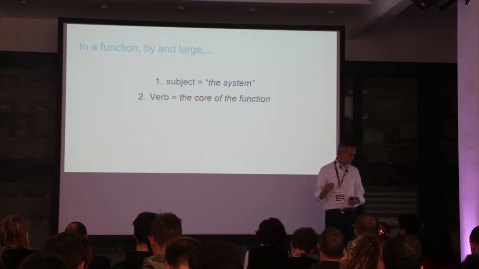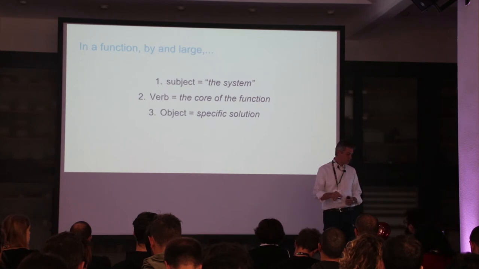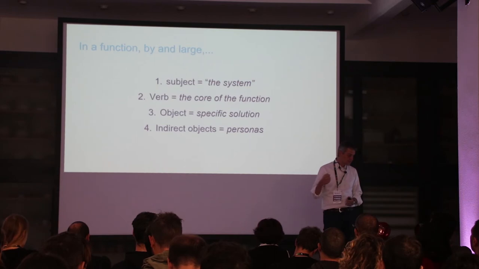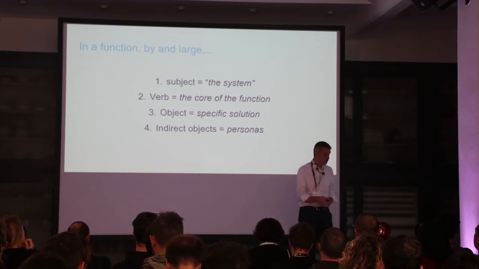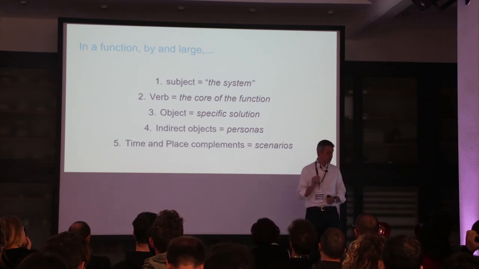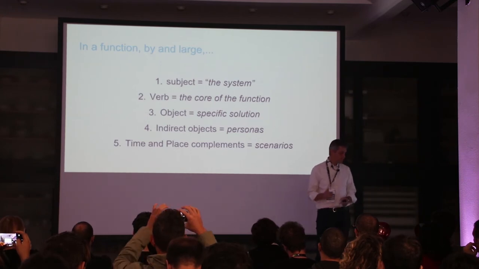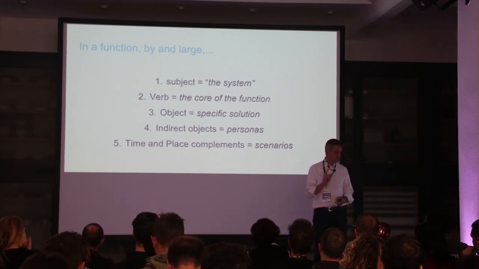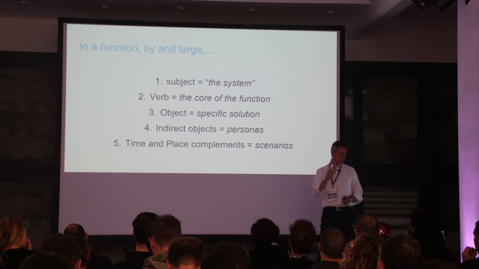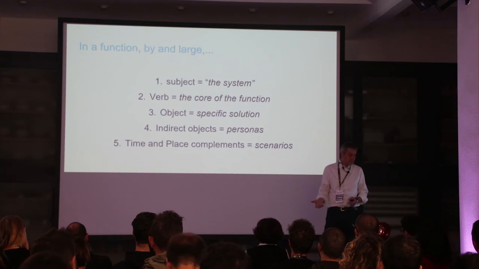The verb is the specific action that the system has to perform. It is the core of the function. The object is the specific solution that the system has to provide. Indirect objects are usually the specific persona to whom the system addresses its action. Time and place complements are elements of what we usually call scenarios. When we design through function, the very first step is defining the main function that the system has. It's a function that describes the reason why it exists. Let's see some examples.